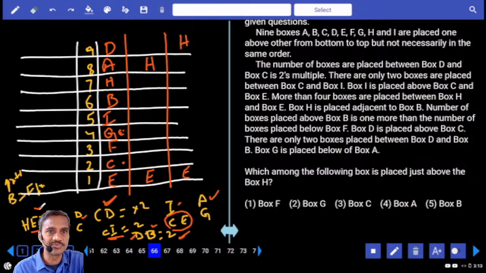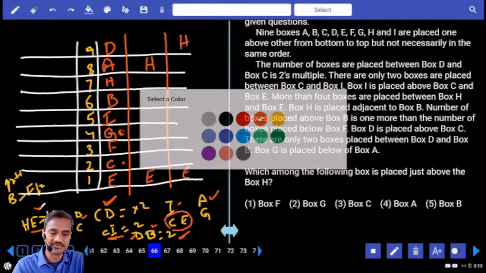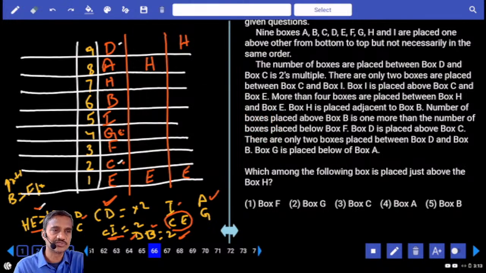Now tell me, which statement becomes invalid? Multiple of 2. Between C and D, a multiple of 2, right? C is here, D is here. In between these two, how many boxes? 1, 2, 3, 4, 5, 6. Now is this 6 a multiple of 2 or not? 2 into 3 is 6.